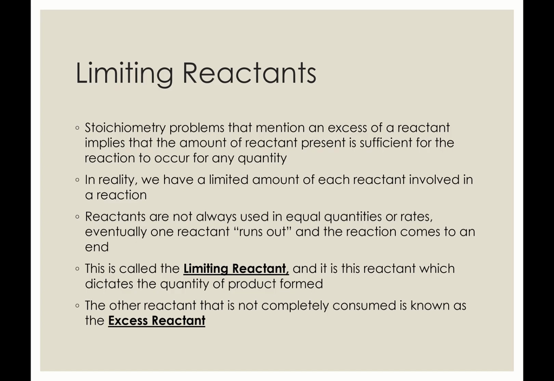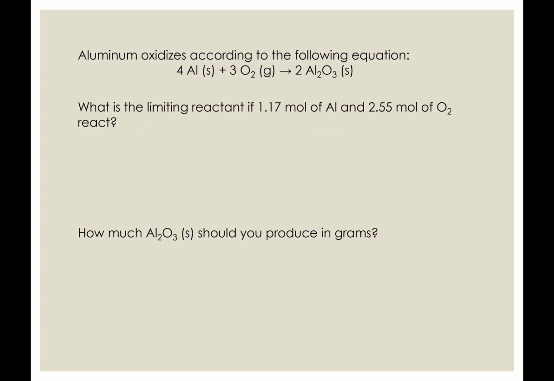The smaller quantity of product is the correct quantity that can actually be produced, because at that point you've run out of one of the reactants. So the limiting reactant is the one that makes you the smaller quantity of product, and that's how we can identify which reactant is going to determine how much product can be made. So let's take a look at a reaction and try to identify the limiting reactant.